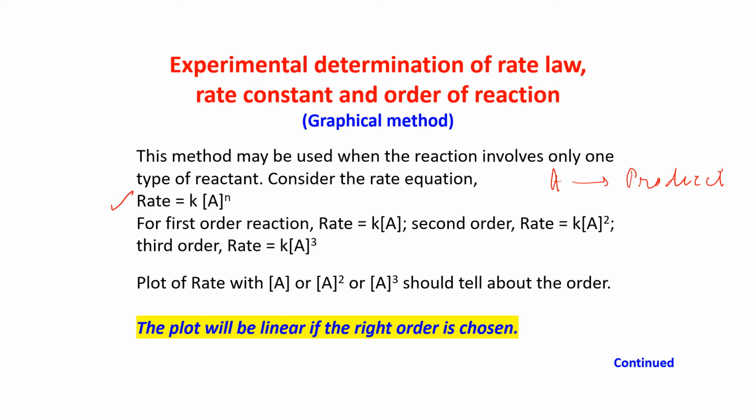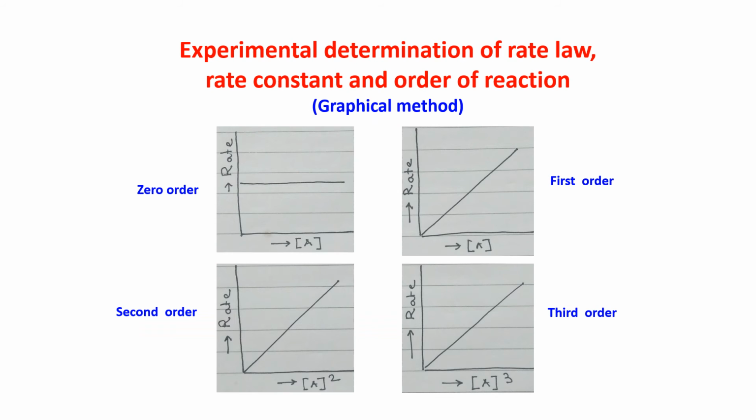Now for first order reaction, the rate is K A. For second order, K A square. Third order, K A cube. So I'm plotting rate with A, A square, A cube, and that will tell you the order. Okay, how it is, I'm just showing. See here, the graphs are shown for different orders. That is, we are plotting the graph of rate against the concentration.